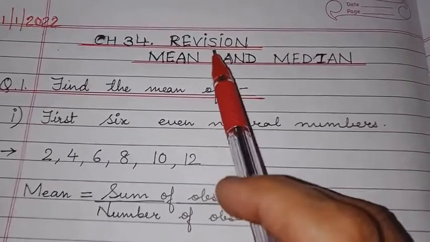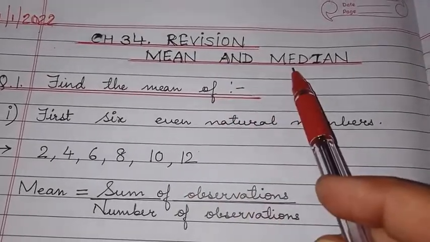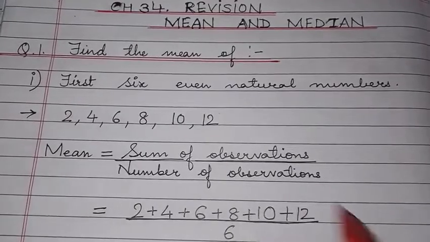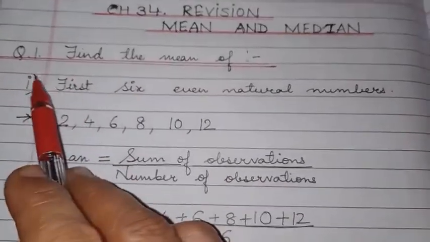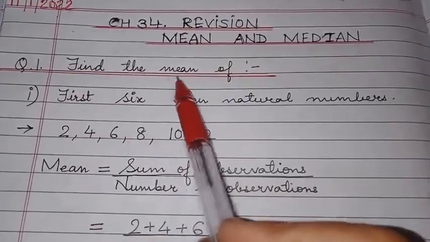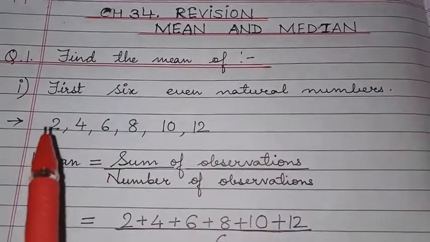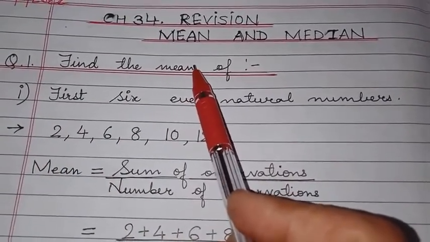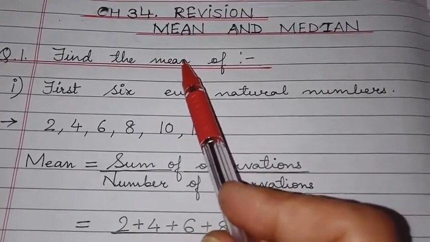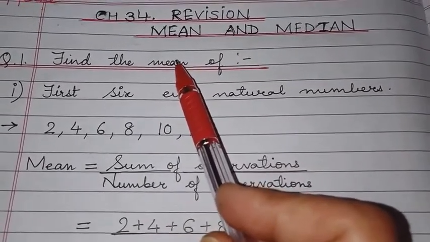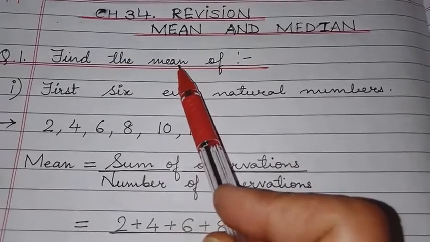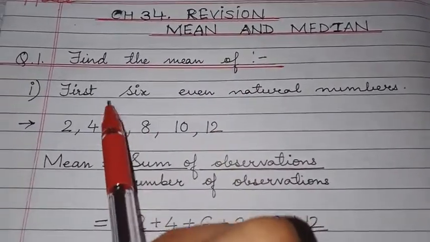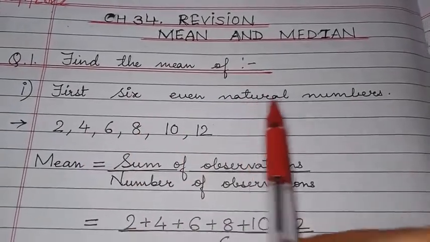Today's revision is based on mean and median. Let us see. Question number 1, find the mean of... Now mean here means average. In general language, we say the meaning of mean is average. To find the average of what? To find the average of the first 6 even natural numbers.